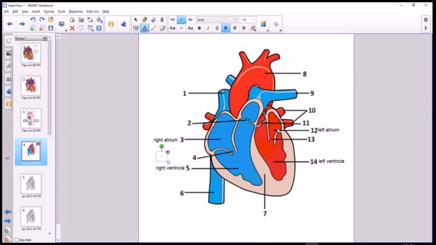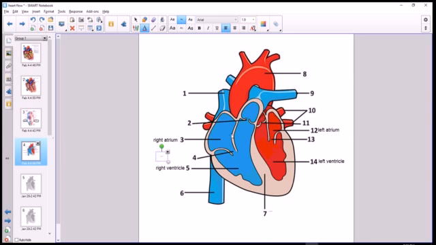Now we're not going to label this in order, we're going to go in the order that I think makes sense. So first off, number 3 and number 5, these are the chambers on the right side of the heart, and the upper chamber is the right atrium. Below that is the right ventricle. On the left side of the heart, we have the corresponding chambers. The upper chamber is the left atrium at number 12, and below that, at number 14, the left ventricle.